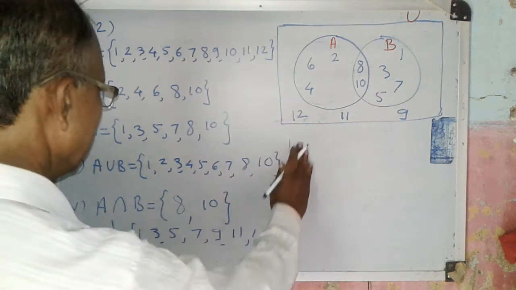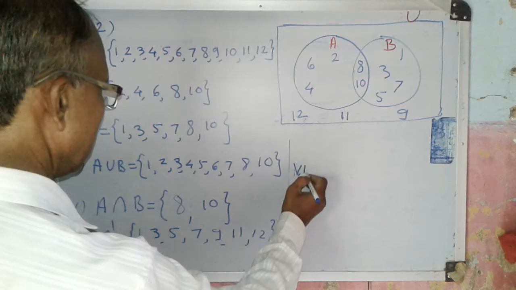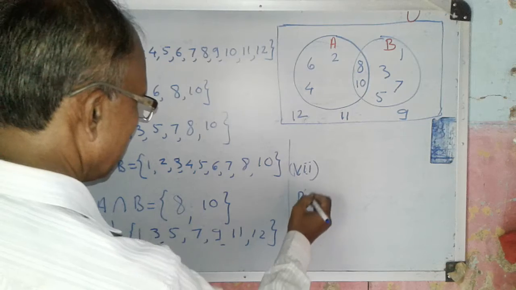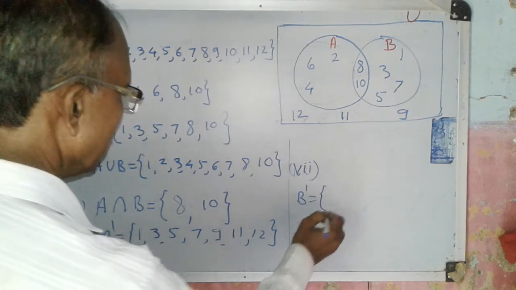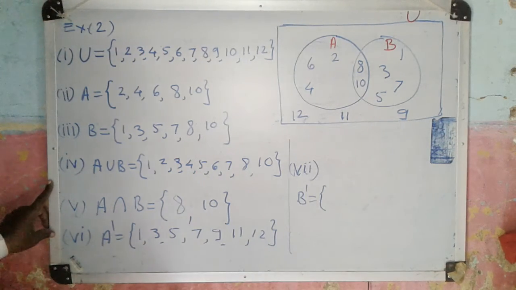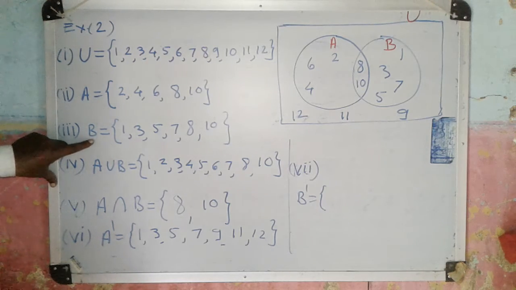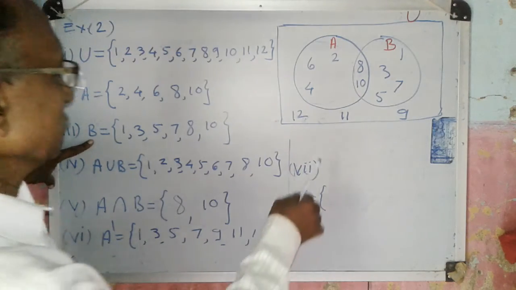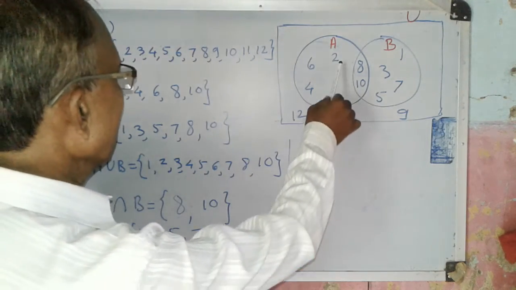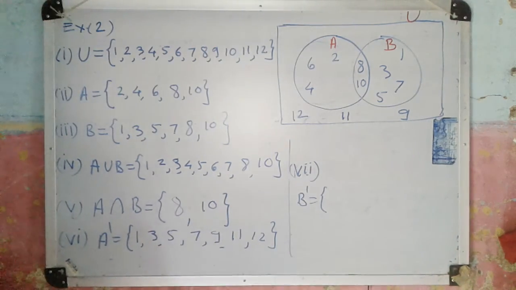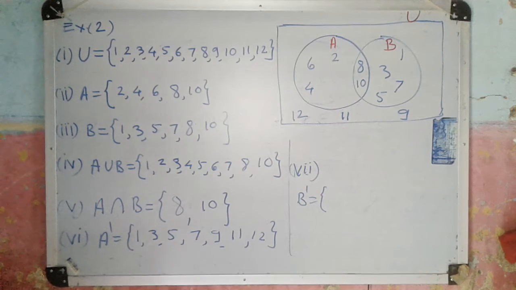Now next is the complement of B. That means the elements which are not in B but they are in the universal set. That means 2, 4, 6, 9, 11, 12.